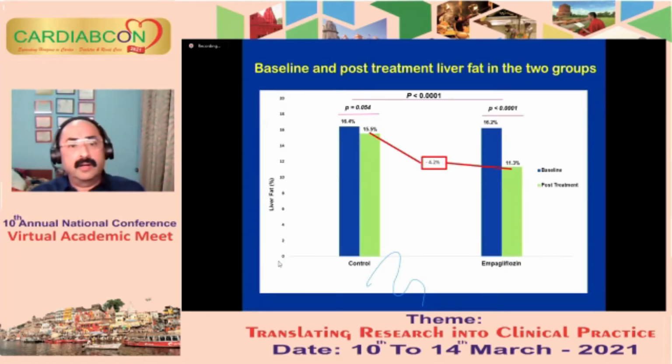The liver fat, when we quantified by the MRI, and the image of that we showed you right at the beginning, we have on the left the control group and on the right the EMPA group. As we can see here, after termination of the 20 weeks, there was a reduction in fat.